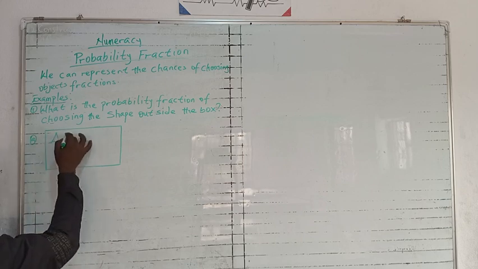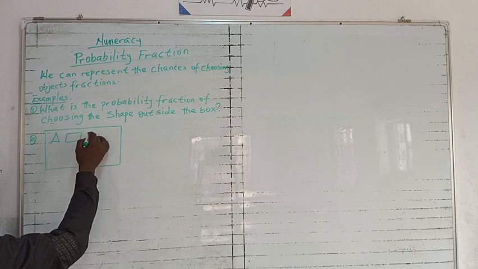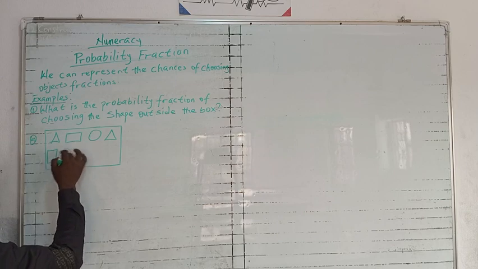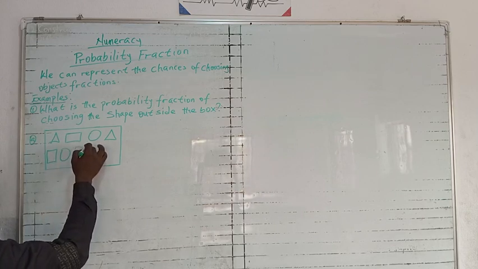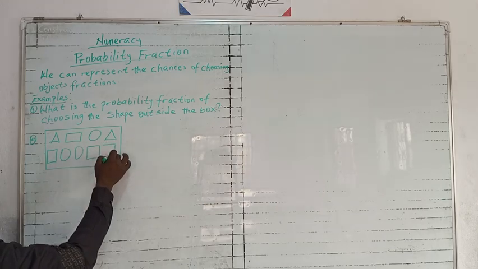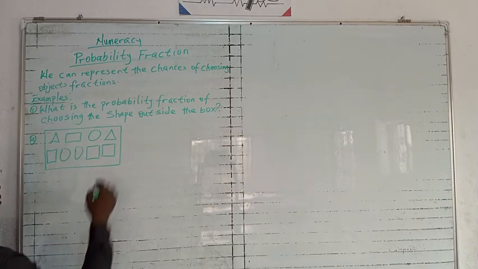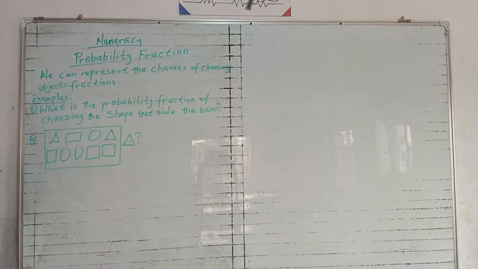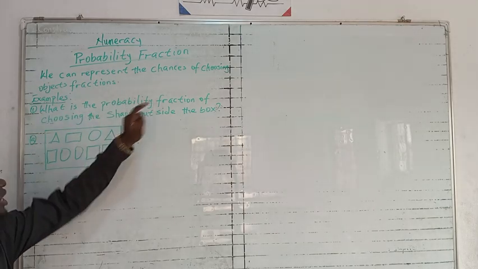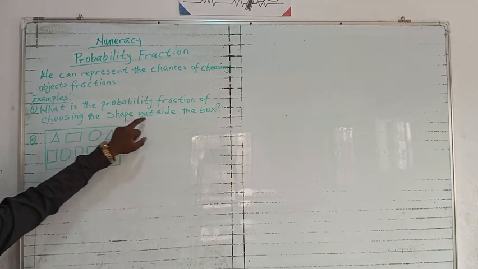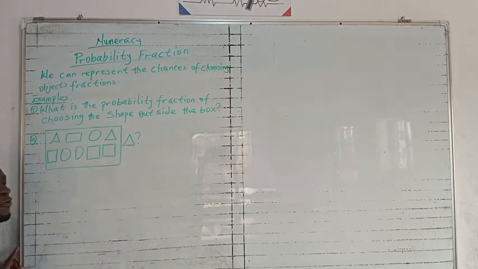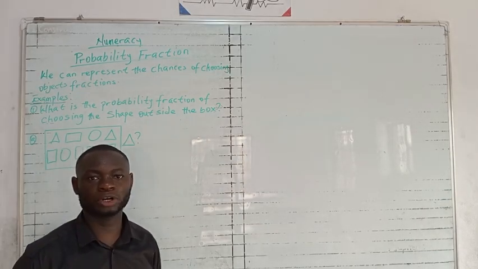Let's say here there's triangle, there's rectangle, there's circle, triangle, rectangle, circle, rectangle, and let's say we have a triangle outside the box. Now the question says, what is the probability fraction of choosing the shape outside the box? What is the probability fraction of choosing this triangle if we dip our hand inside that box?